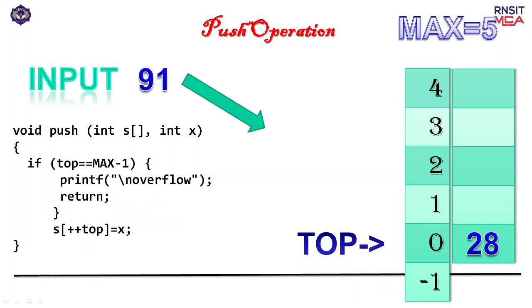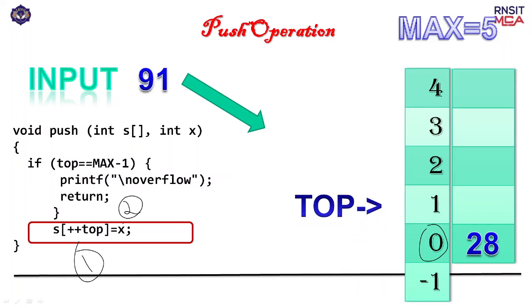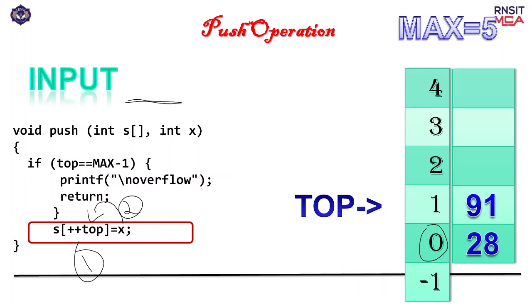Now, next number is 91. So 91 is passed. You check whether top has reached the maximum location. No, top is at 0 location. It is not at the maximum location. So then you increment the top. This is the first operation. Plus plus top. Top is incremented. Later, S of top is equal to X. So this is the second point. That means X is stored in this stack. So X is nothing but your 91. 91 is stored. You see, it is done.